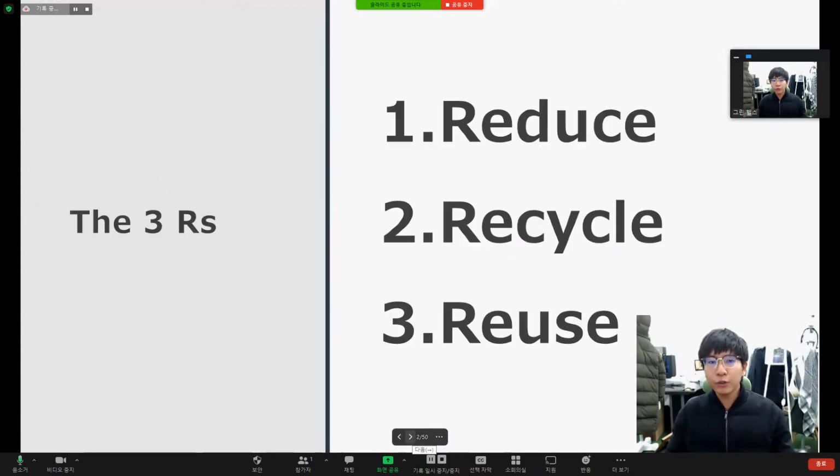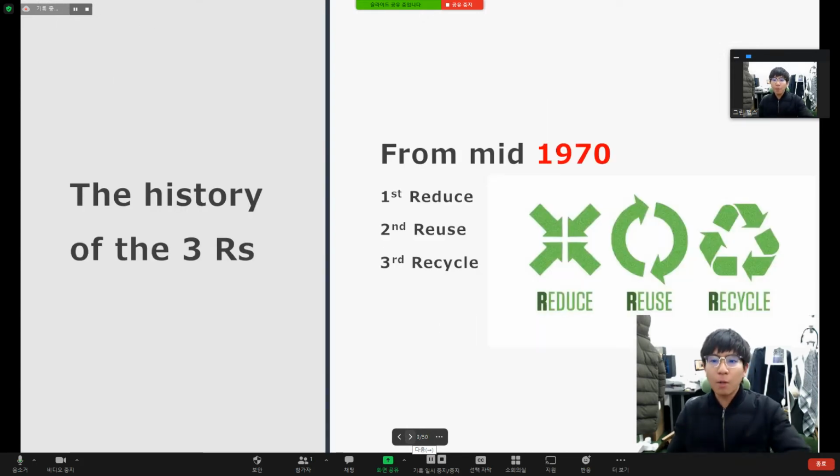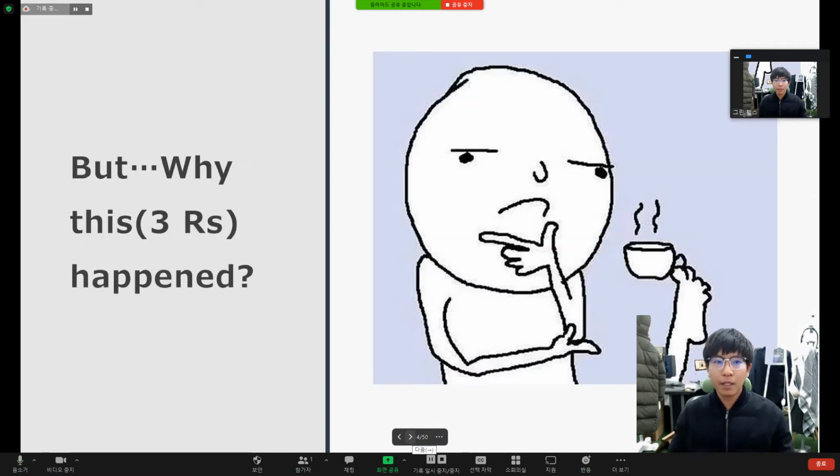So here are the three R's. Basically, they are reduce, recycle, and reuse. Also, we have to look at their history. The history of the three R's started not a very long time ago, not even more than 100 years, from the mid-1970s, as you see. And we have to think about why these three R's happened.